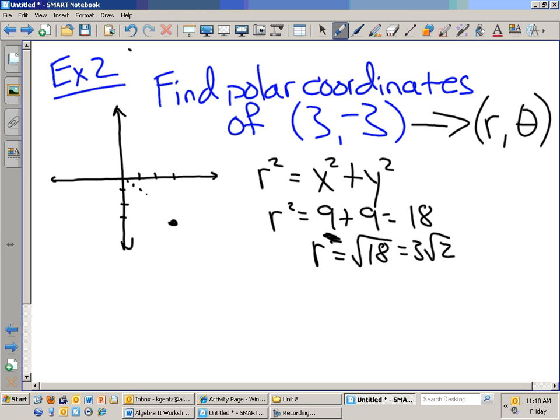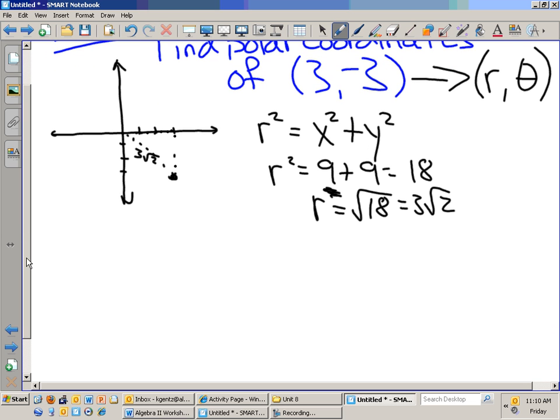Well, that should probably make sense to you. If you have a 45, 45, 90 triangle, you remember that this length is the legs times the square root of 2. So 3 square roots of 2. Maybe you already knew that. Good job. If you didn't know that, you would have to figure it out by means of that.